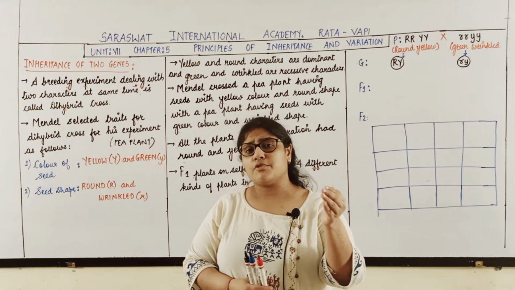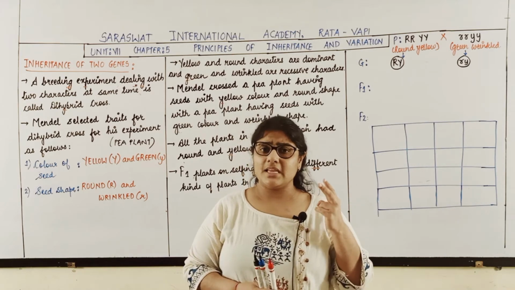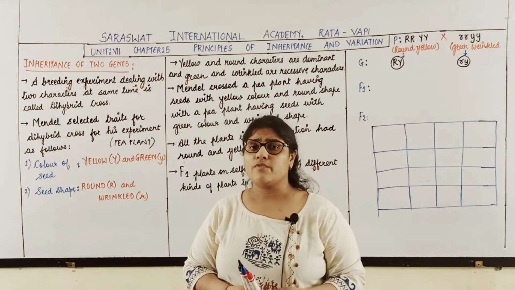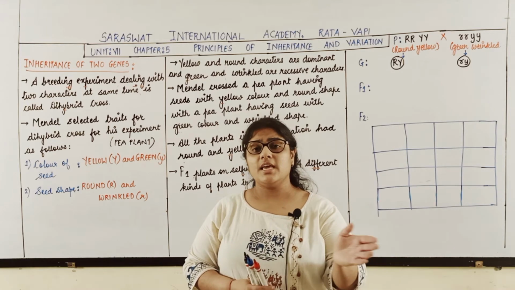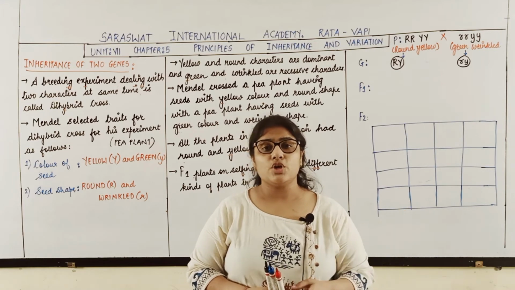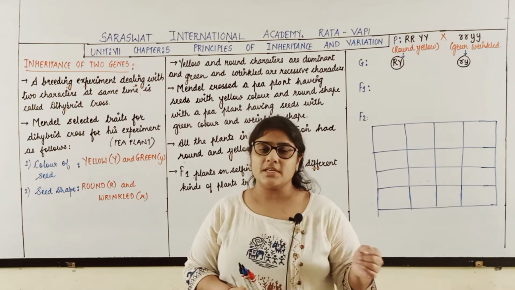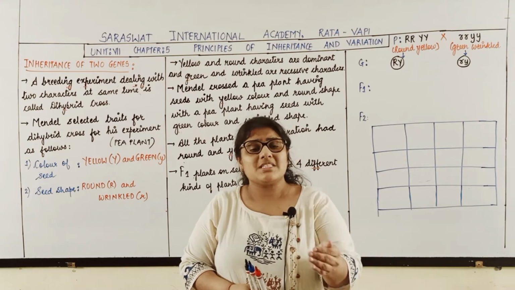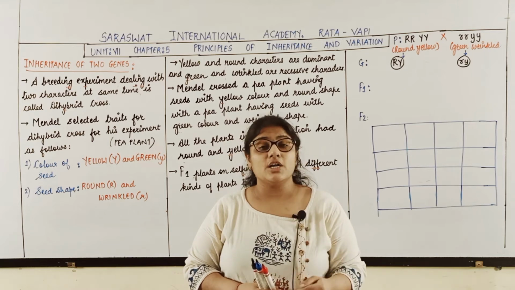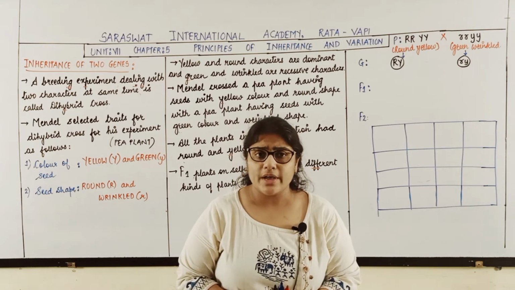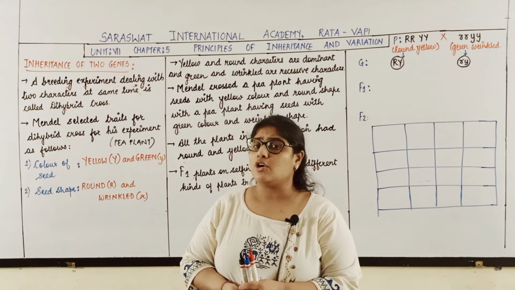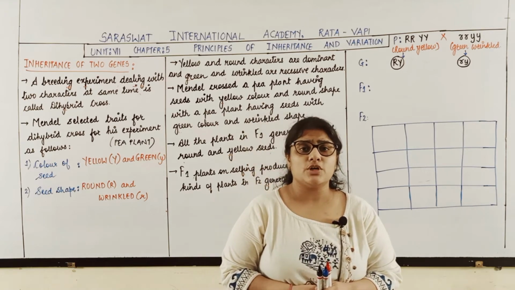From Mendel's monohybrid experiment, he derived two important conclusions. One conclusion was the law of dominance, to which there were two exceptions: incomplete dominance and codominance. These two we have also studied in our previous videos. Another important conclusion derived from Mendel's monohybrid experiment was the law of segregation, also called the law of purity of gametes.